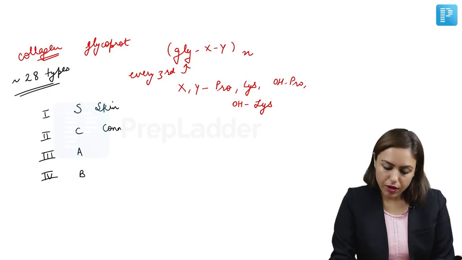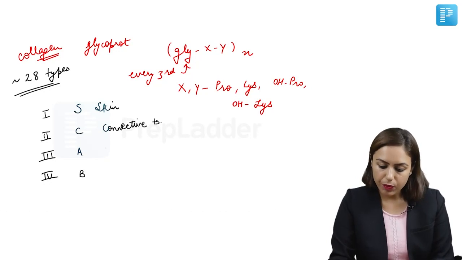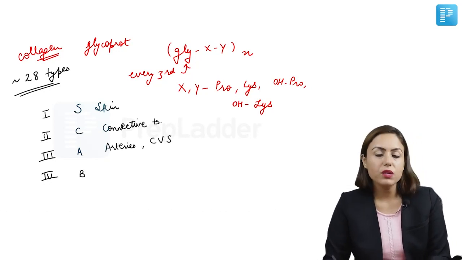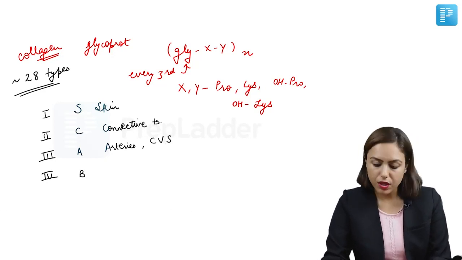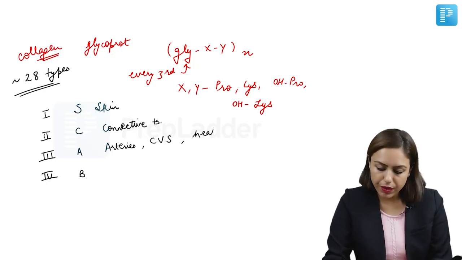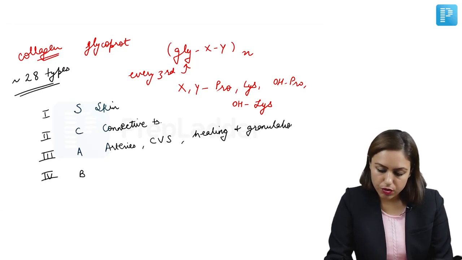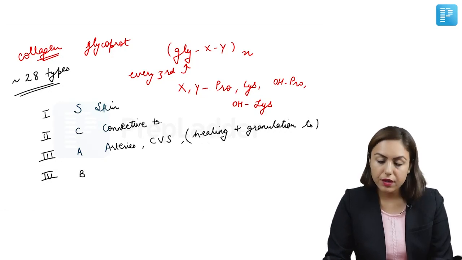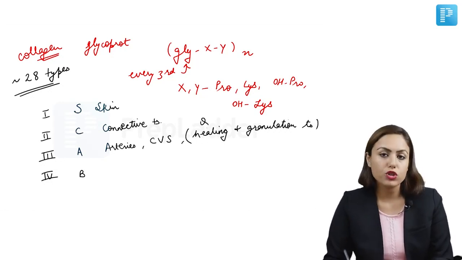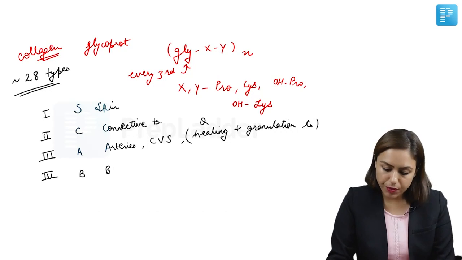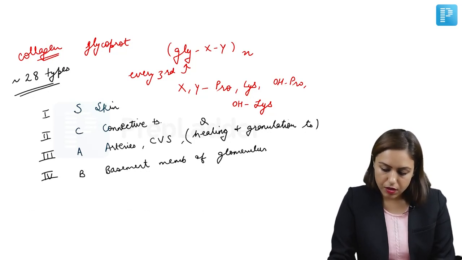Then C for connective tissues. Type 2 is present in connective tissues. Type 3, A for arteries and cardiovascular system, right? And this type 3 is also the main form which is present in healing and granulation tissue, right? This question was asked. Then type 4 is present in the basement membrane of the glomerulus in the kidneys, right?